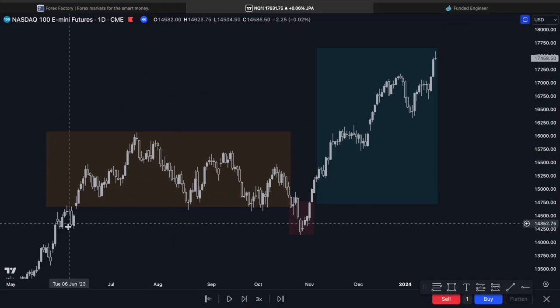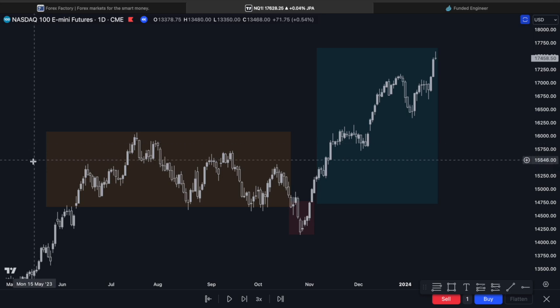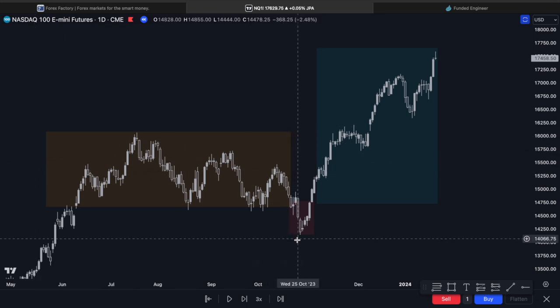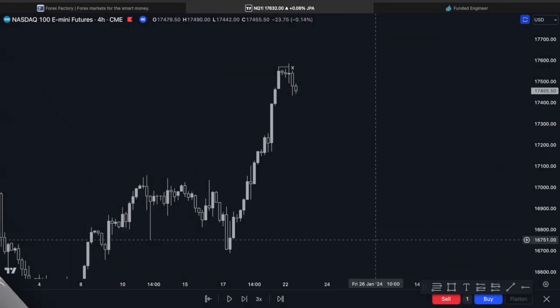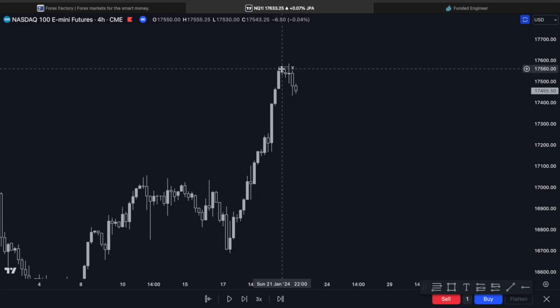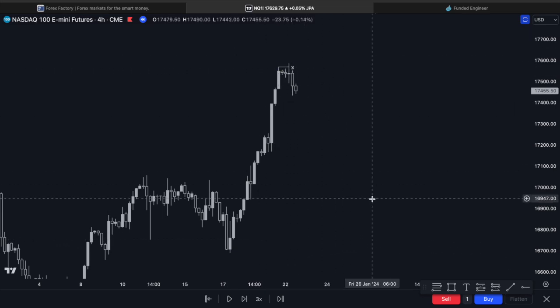If we do a quick analysis on Nasdaq 100, you can see that on the daily time frame, we've been moving sideways. We had its manipulation and now we've been distributing up. On its most recent price action, on the 4-hour time frame, we swept liquidity here. So I can look for entries on the lower time frame if it presents itself.